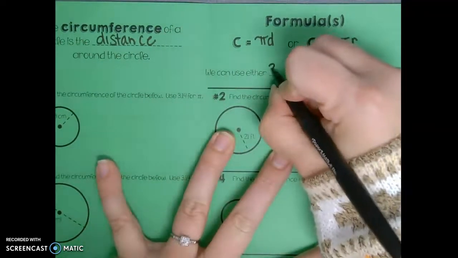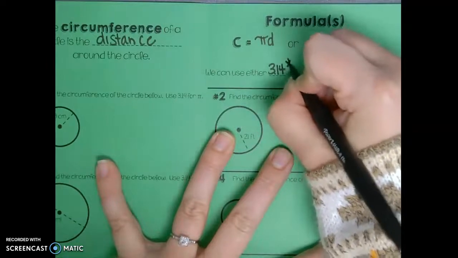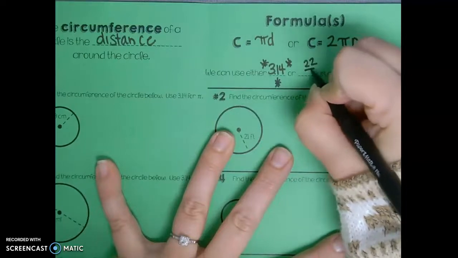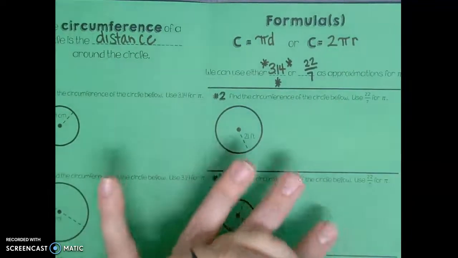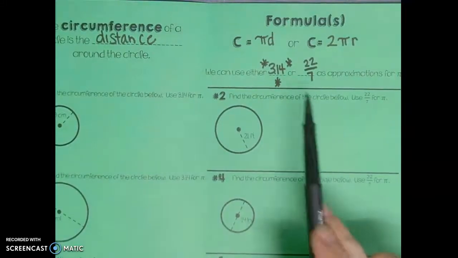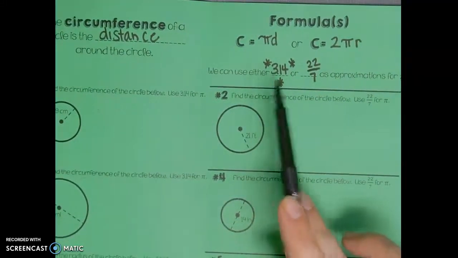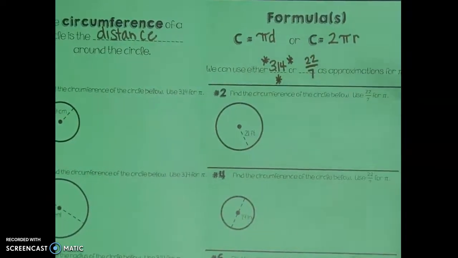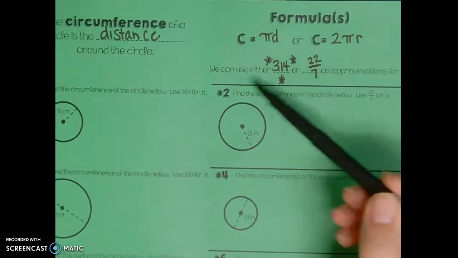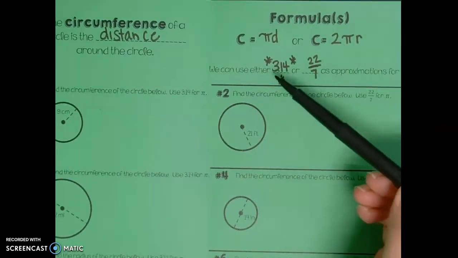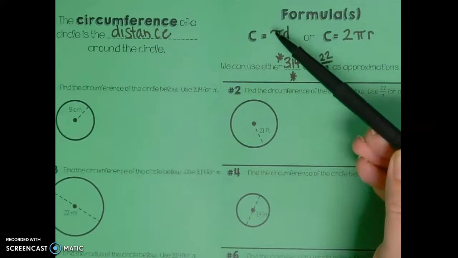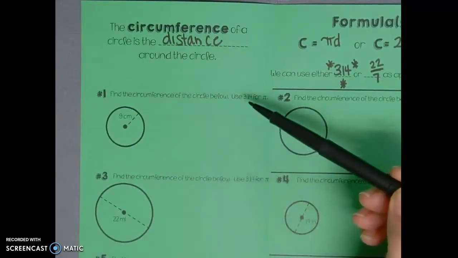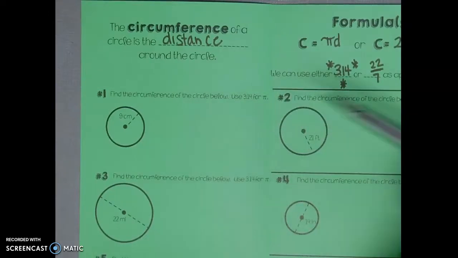Now we can either use 3.14, which I want you to write a star next to that, or the ratio of 22/7 as approximations for pi, but we will be using 3.14. If you were to divide 22 by 7, you would get 3.14 something, something, something. We use an approximation of 3.14 to represent pi, okay? For number 1, find the circumference of the circle below. Use 3.14 for pi, okay?